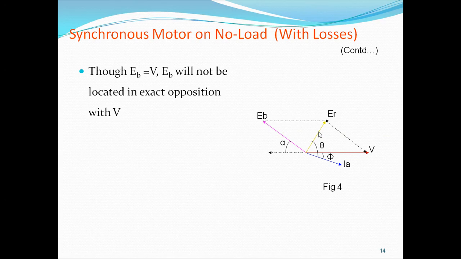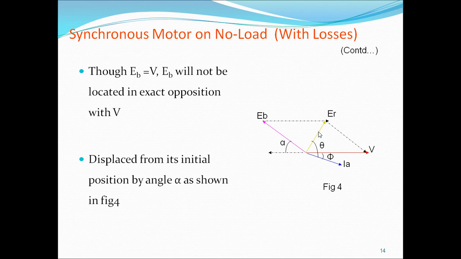So this is the vector diagram with losses. It shows the alpha angle, the angle between voltage and EB. The angle between the resultant voltage and the armature current is called theta, and the angle between voltage and armature current is phi.